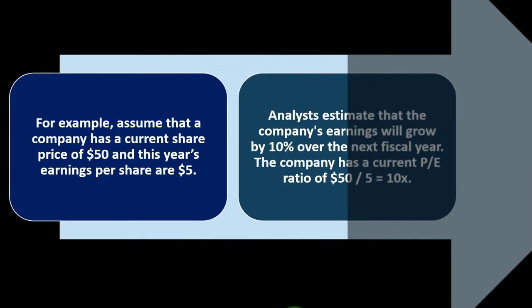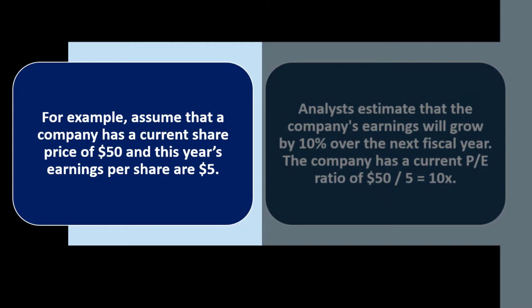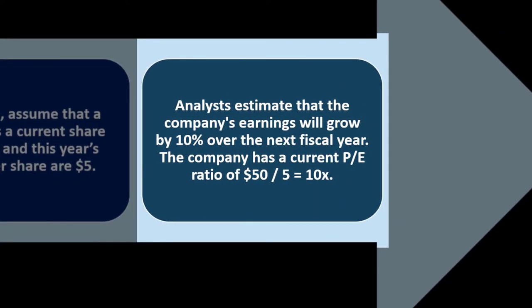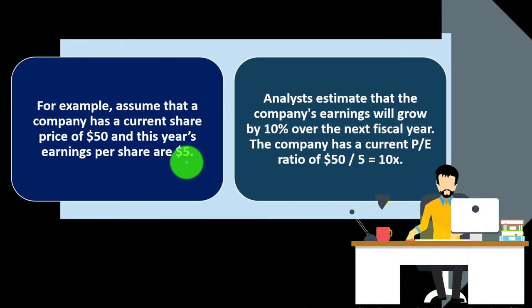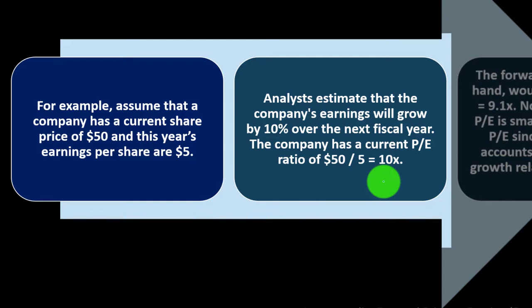For example, assume that a company has a current share price of $50, so it's selling on the market for $50. You could buy this stock for 50 bucks if you want. And this year's earnings per share are $5. Analysts estimate that the company's earnings will grow by 10% over the next fiscal year. The company has a current PE ratio of $50 divided by 5, or 10x. That's the current PE, meaning the $50 is what is being paid for it, and the earnings per share is 5. So we're at 10x. The price is 10 times the earnings per share.